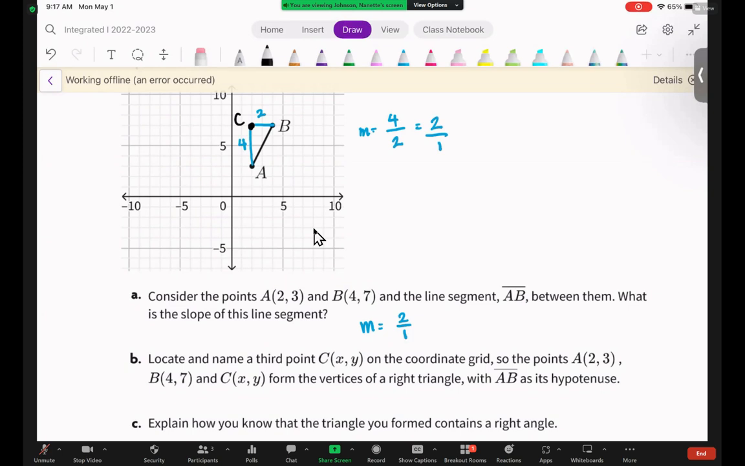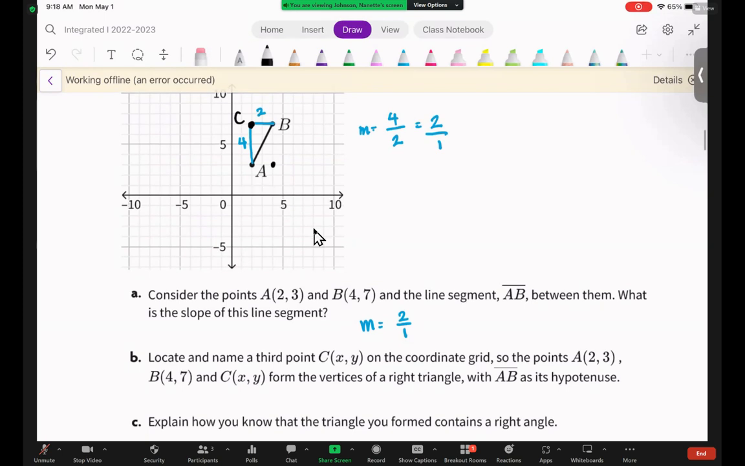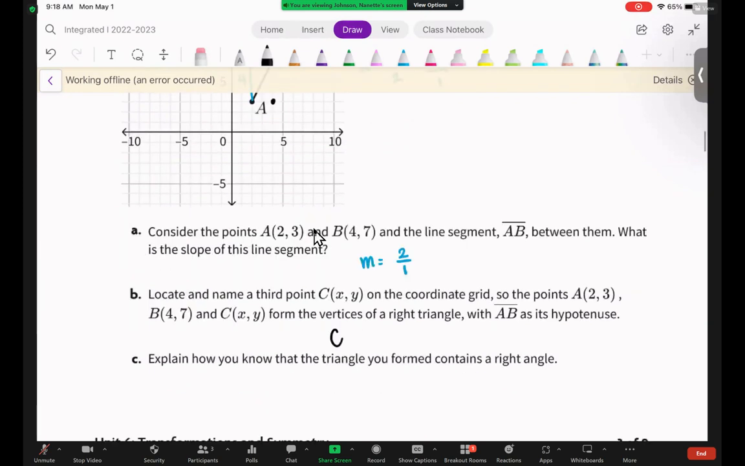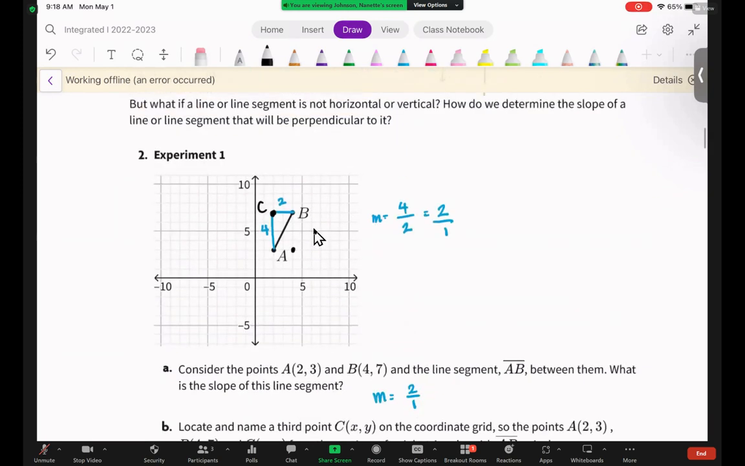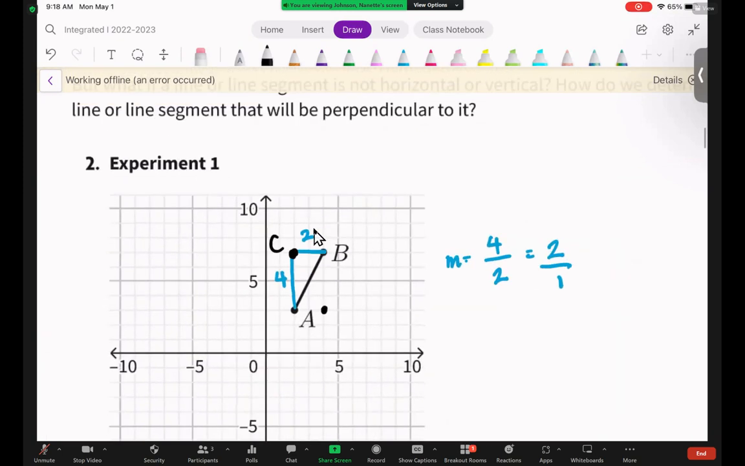Very good. Some of you said here. Very good. So I'm just going to leave the point as I have it up there because that's going to be easier. So that's the point (2, 7). So C is (2, 7). Okay. So explain how you know that the right triangle you formed is a right angle. Well, how do you know that this is a right triangle?